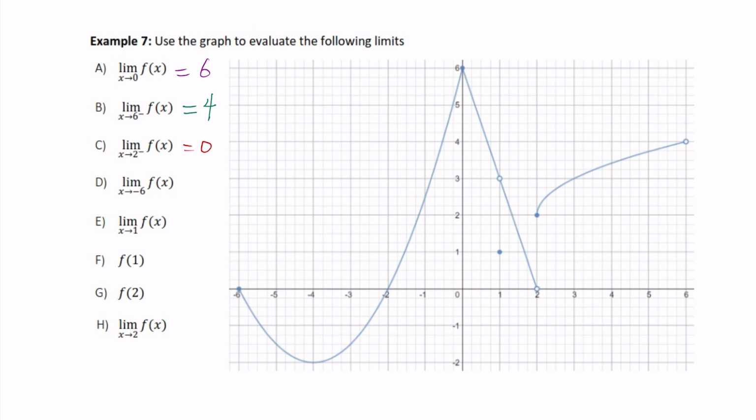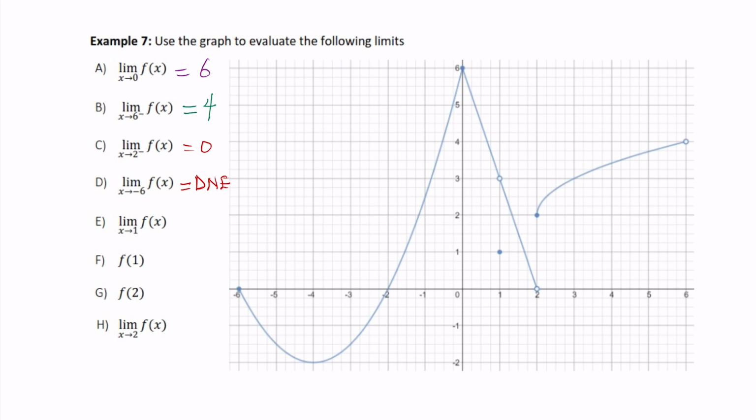Now, what about the left of negative 6? There is no graph for the left of negative 6. We don't have a graph here. So that tells me we don't know the value of that. So the two cannot be the same. And that tells us that this limit does not exist. Why? Because the left-hand-sided limit and the right-hand-sided limit are not the same.